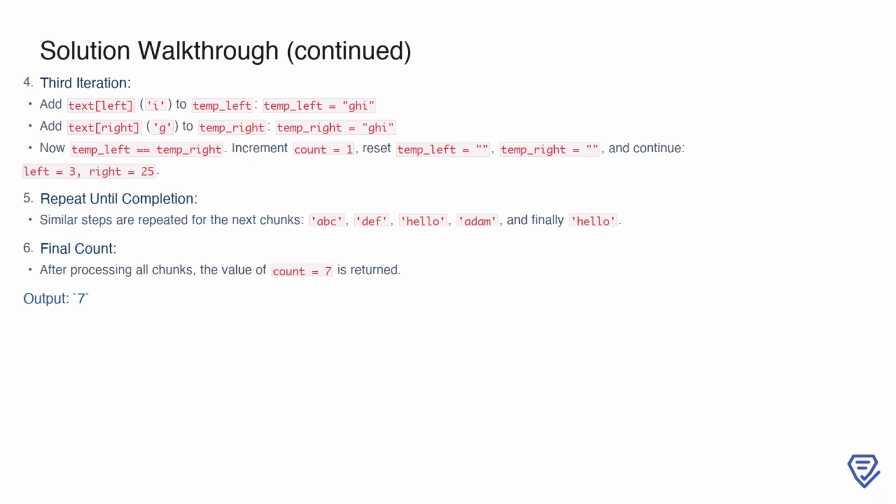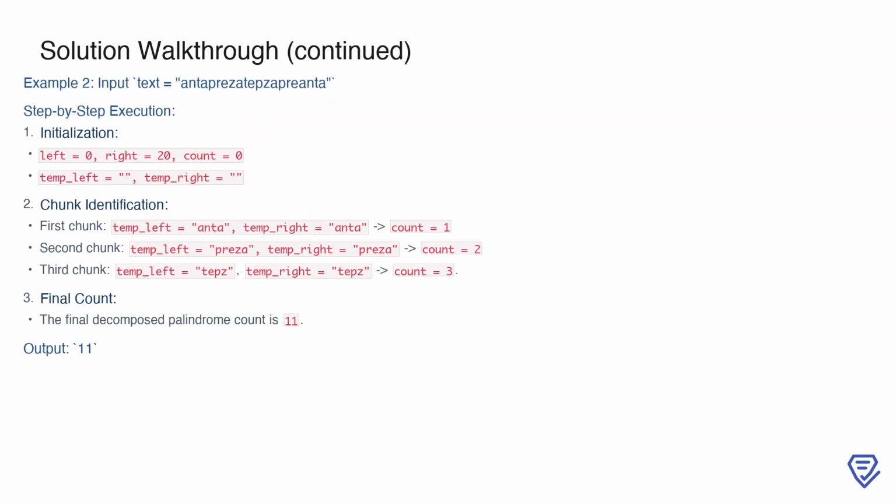number of palindrome chunks. Now, let's look at a second example where the input string is antepresitepsiprenta. We start with the same initialization as before, setting left to 0, right to 20, and initializing count, temp_left, and temp_right. The first chunk we identify is anta from both ends of the string. Since temp_left matches temp_right, we increment count to 1 and reset the temporary strings.